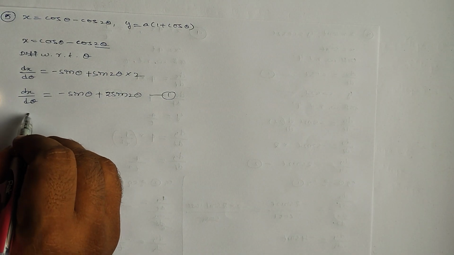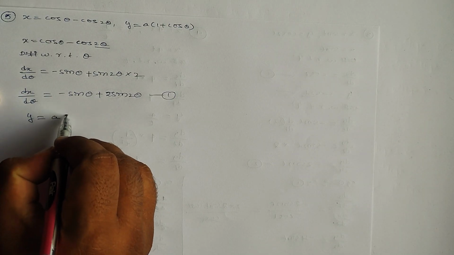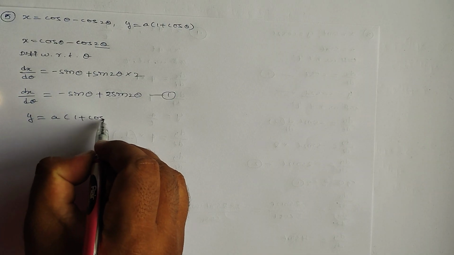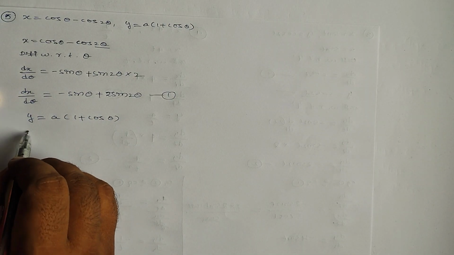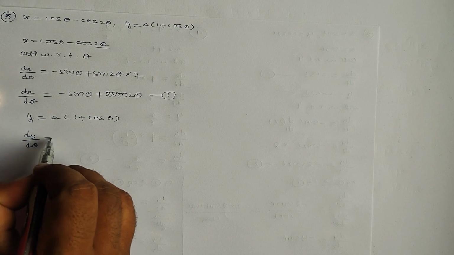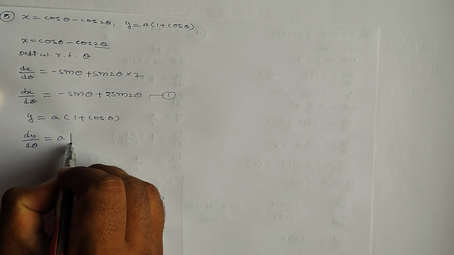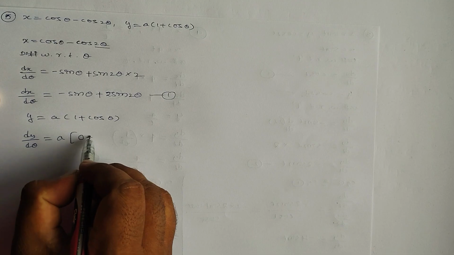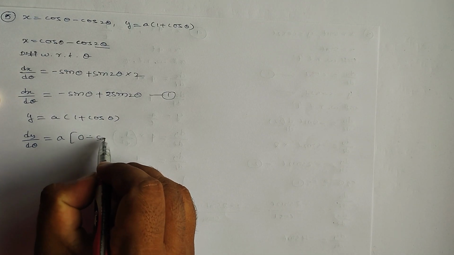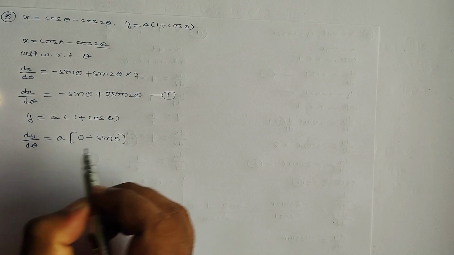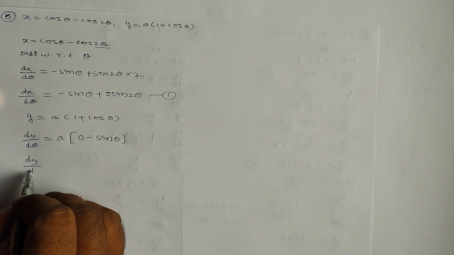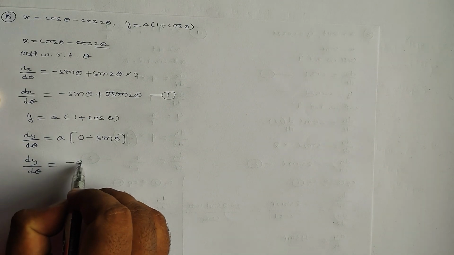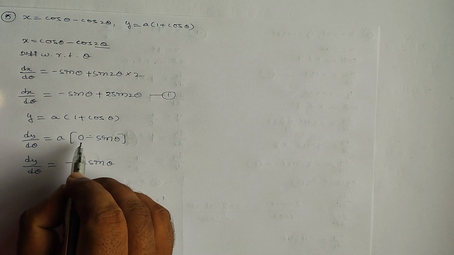Next, y is equal to a into bracket 1 plus cos theta. Now differentiate: dy by d theta is equal to, a is a constant, the derivative of 1 becomes 0, plus the derivative of cos theta becomes minus sin theta, bracket close. So dy by d theta is equal to minus a sin theta.